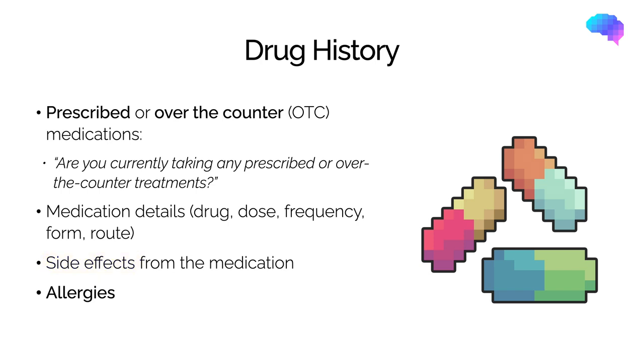For example, a dry cough is a very common side effect of a class of drugs called ACE inhibitors, which are used in the management of high blood pressure. You should also ask if the patient has any allergies, and if so, clarify what type of reaction they had to the substance. It's important here to distinguish the patient who had a mild rash versus a patient who had a full-blown anaphylaxis reaction following administration of a medication.